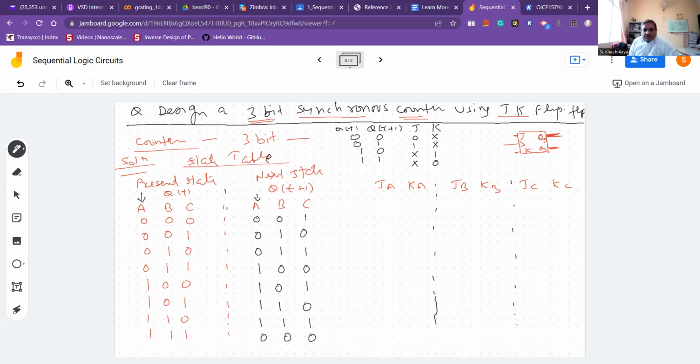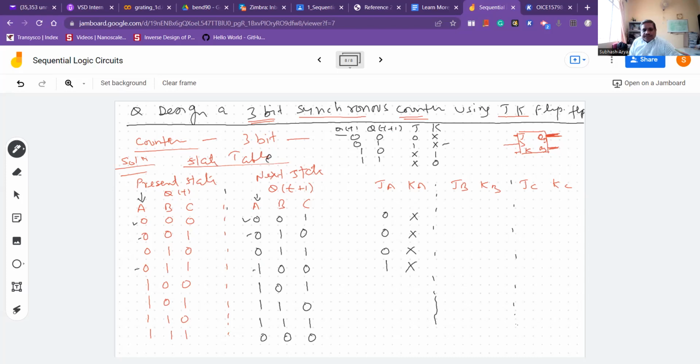Okay, so take the first case, 0, 0. For 0, 0, what is the input of JA KA? First one, 0 cross. So we can write here 0 cross. Again 0, 0, 0 cross. Next is 0, 0, so here 0 cross. Next is 0, 1, the fourth one. For 0, 1, 1 cross from here.